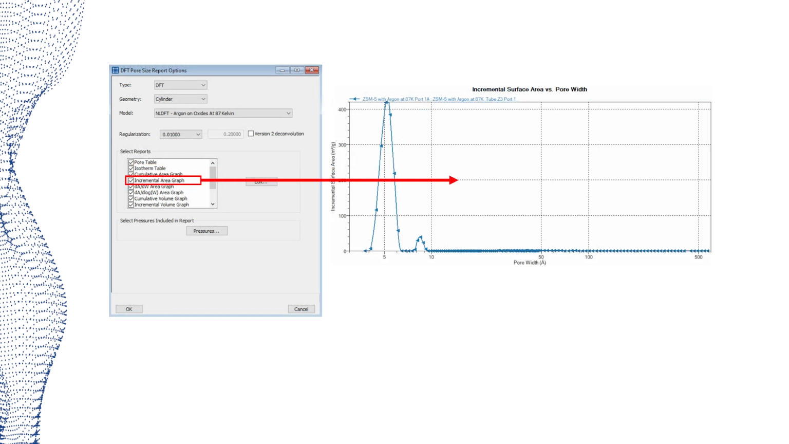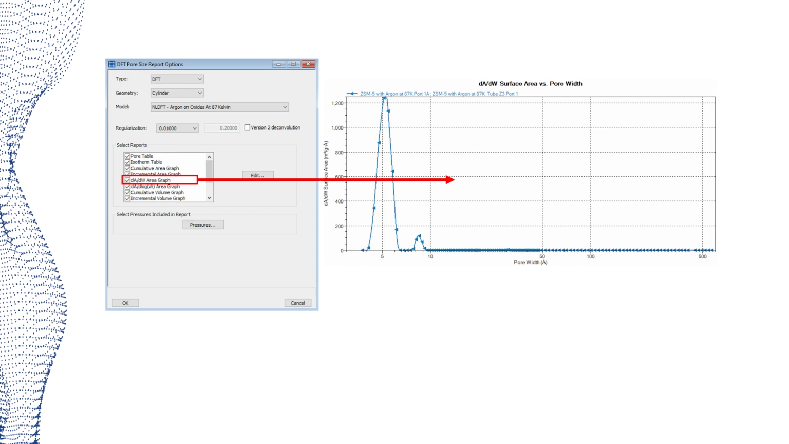The incremental surface area versus pore width report shows the differential of the last slide. Once again, confirming that our data shows that the majority of pores are roughly 5 angstroms in size. The differential surface area versus pore width graph should look very similar to the incremental surface area graph that we saw on the previous slide. It's showing the same data in a different way, once again showing that the majority of our pores are at the pore size of 5 angstroms.